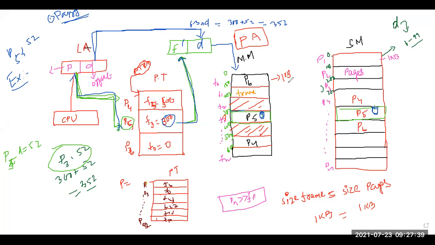The memory address translation, that is, logical address to physical address in a non-continuous memory allocation, is done with the help of a page table, which is a data structure.